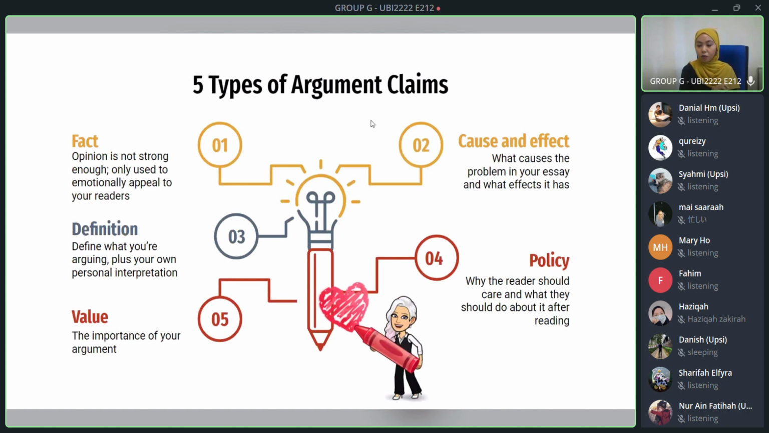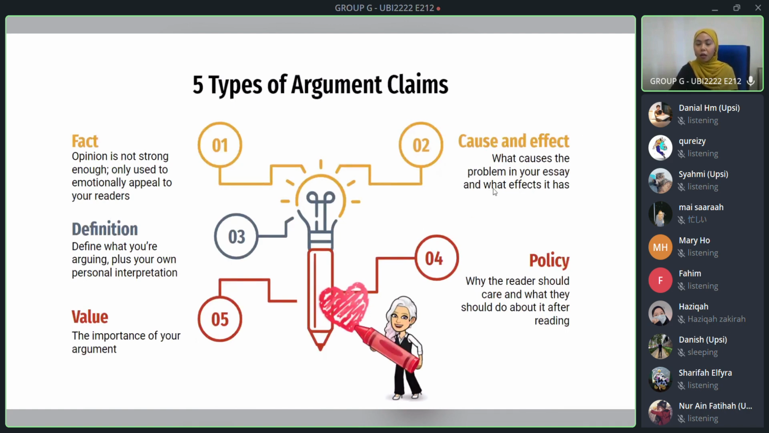Some says in terms of modesty, where it aligns or not aligned with the religious teaching. So the way you approach things, that is argument claims. Okay, so it's either based on facts, definition, value, cause and effect, or even policy. So I think if you want to talk about it being under health and things like that, it could be under facts. You can also put cause and effect.